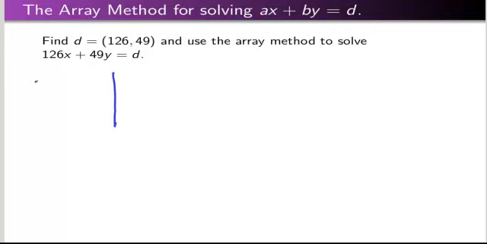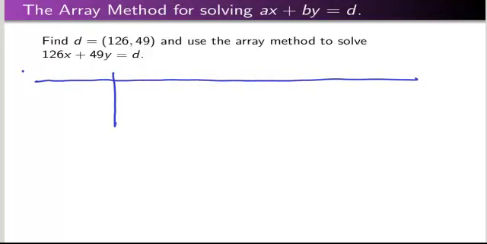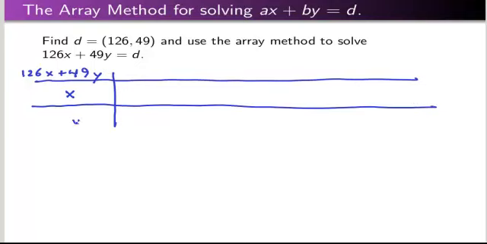what I do is I draw an array like this. In the top row, I'll put linear combinations of 126 and 49. Second row, I'll put x. And the third row, I'll put y. And then I just start forming various linear combinations. So I could put x to be 1 and y to be 0, and I get 126. Or I could let y to be 1 and x to be 0, and I get 49.